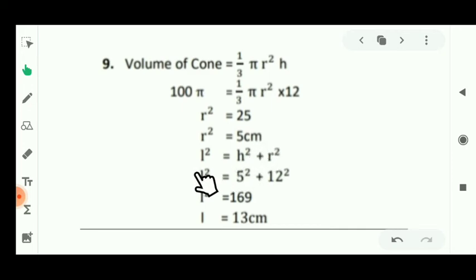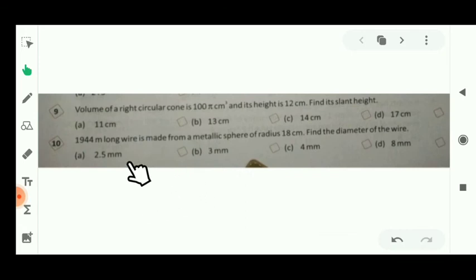And for finding the slant height, the formula is L square is equal to h square plus r square. L square is equal to the h value that is given, 12 square, and the radius we already found, that is 5 square. So we will put here 12 square plus 5 square, that means 144 plus 25, it will be 169, and when we find the square root of 169, its value will be 13 centimeter. Now students, let's see the last question of that exercise.